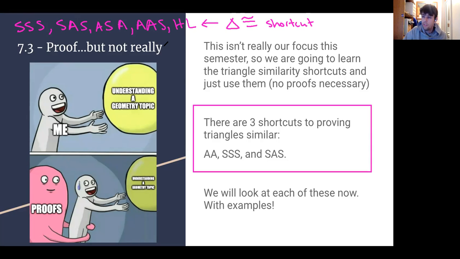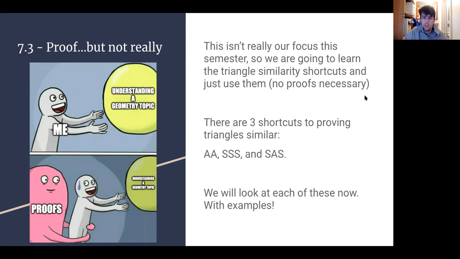And we're going to have 3 similar-ish ones for similarity. I said similar and similarity. I always get that. But we have angle, angle, side, side, side, side, angle, side. So there's only going to be 3 of them. And they do work just a little different than triangle congruence. So I'll hope to emphasize that as we go through each of these.